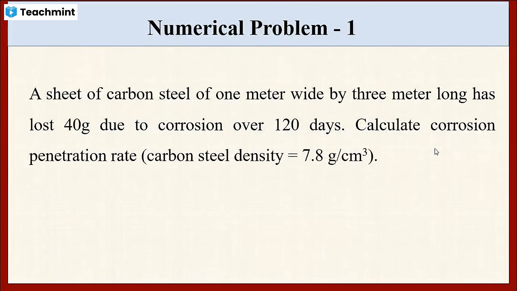Let us solve some numerical problems. First problem: a sheet of carbon steel of 1 meter wide by 3 meter long has lost 40 grams due to corrosion over 120 days. Calculate corrosion penetration rate. In bracket they have given the carbon steel density is equal to 7.8 gram per centimeter cube. Let us see how to solve this problem.